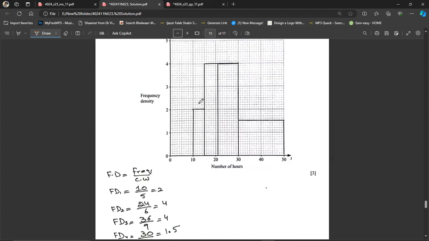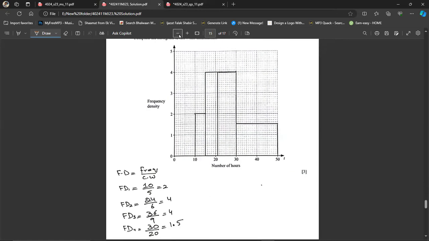From 10 to 15, the bar is of 2. The frequency density is 2. The frequency density is on the y-axis. From 15 to 20, the bar is up to 4. And from 21 to 30, the frequency density is up to 4. And from 30 to 50, the frequency density is 1.5. So this is how this is done. I hope you understand.